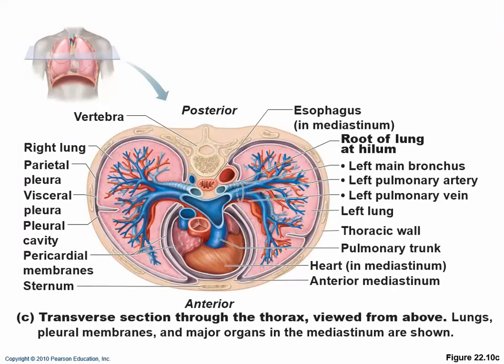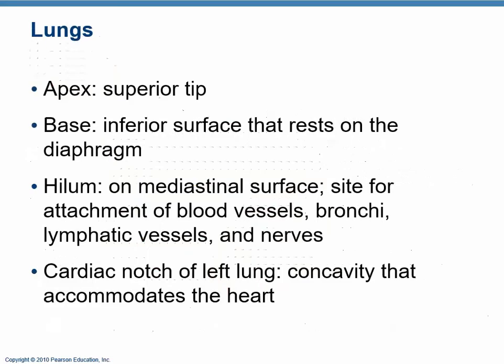In cross section, it looks like this. So the lung is here. Now, the part that's right up under the collarbone is called the apex. The base is sitting right on the diaphragm. The root has a notch in it called the hilum, and that's where the blood vessels, the bronchi, lymphatic vessels, nerves all go into it. I've already mentioned the cardiac notch. It's only on the left lung, only found in the left lung.